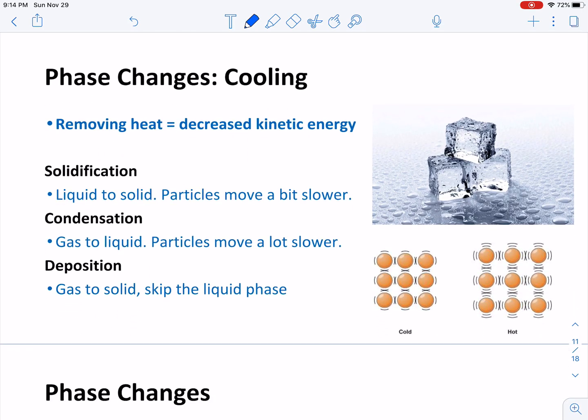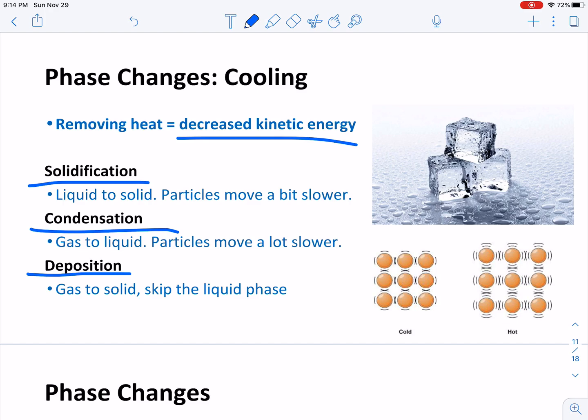Cooling is the exact opposite direction. You're decreasing the kinetic energy, so solidification, going from liquid to solid, and condensation, going from gas to liquid, energy is being removed. Molecules are slowing down in their motion, compacting together again, being attracted to each other more. Deposition is just going straight from gas to solid. And that's what happens when frost forms, technically, oftentimes.